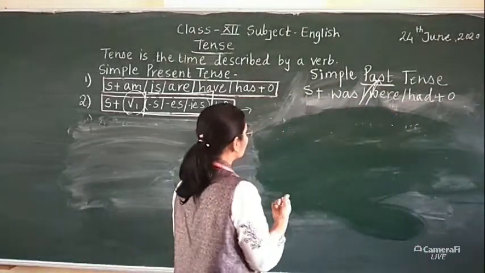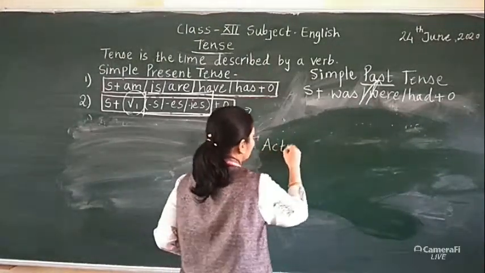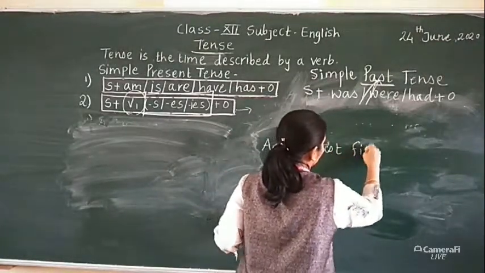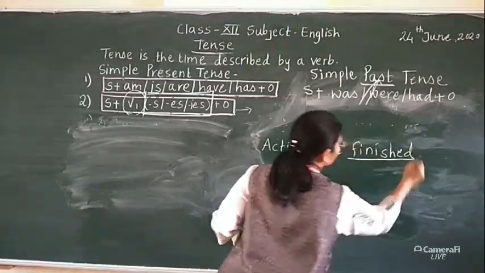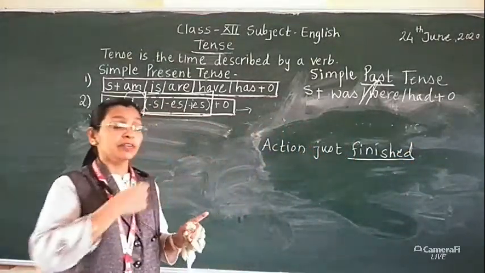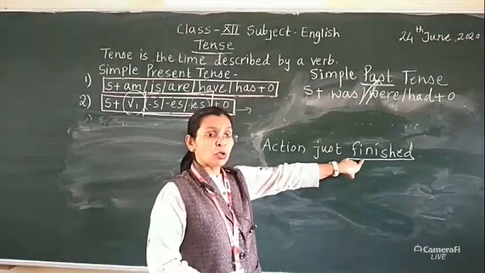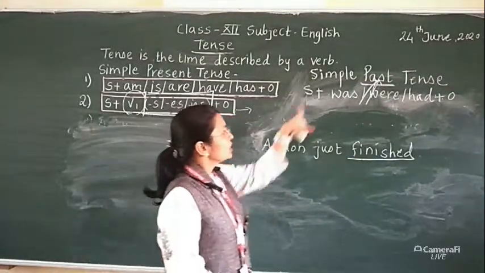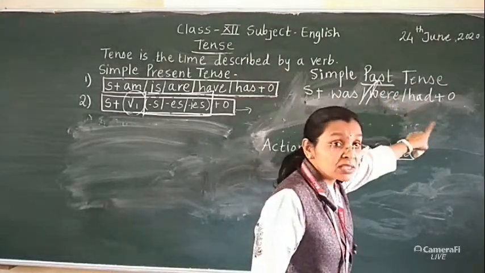Okay? When we use it, when the action just finished. Pay attention here. When I use it, when the action just finished. काही वेळापूर्वी माझी एखादी ऍक्शन कंप्लीट झालेली असेल तर तेव्हा मी कोणता टेन्स वापरणार आहे? सिंपल पास्ट टेन्स. ओके, नाउ दिस इज योर फर्स्ट फॉर्म्युला, सब्जेक्ट प्लस was, were प्लस had प्लस ऑब्जेक्ट.